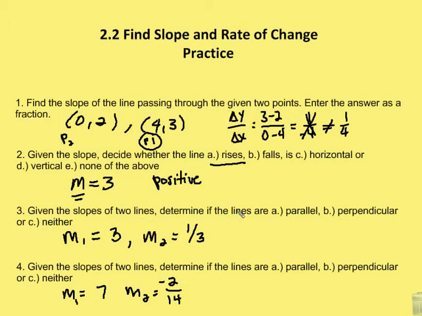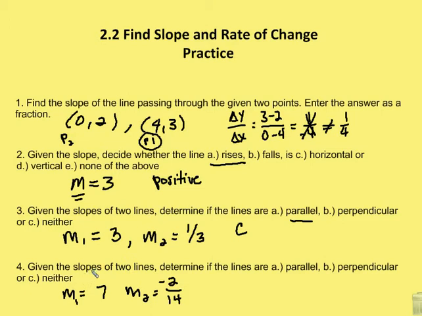Given the slopes of the two lines, so we're on to number 3, determine if the lines are parallel, perpendicular, or neither. So remember, if two slopes are perpendicular, one's going to be one value, the other is going to be the opposite reciprocal. If they're parallel, the slope is going to be the same. Okay, so in this case, I have 3 and 1/3. Well, 1/3 is the reciprocal of 3, but it's not the opposite value. They're both positive. It's not parallel because they're not the same slope. So the answer has to be neither.